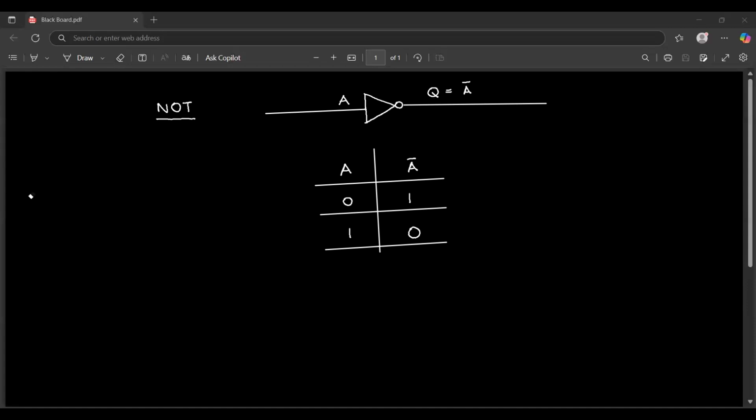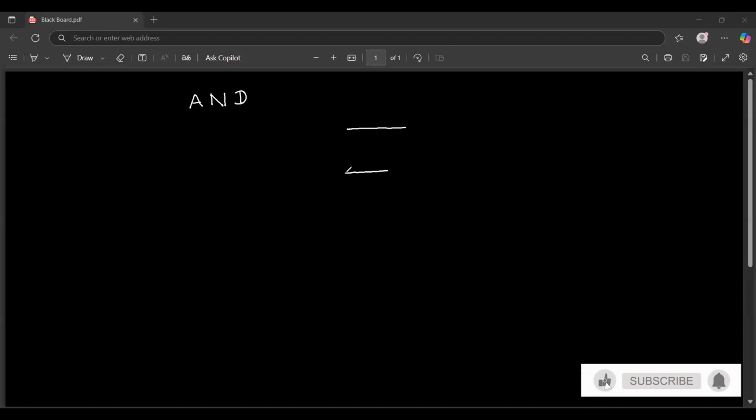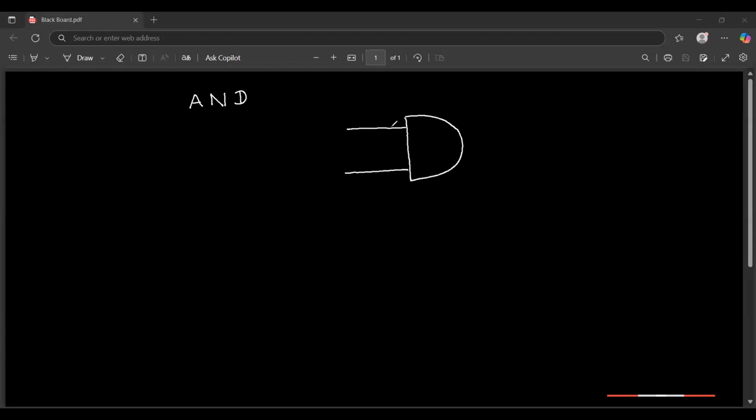Okay, so this is the NOT gate. What is the next gate that we are going to look at? AND gate. Okay, AND gate. What is the symbol for AND gate? Well, the AND gate will look like this. AND gates normally take more than one input. So this is the symbol for the AND gate.